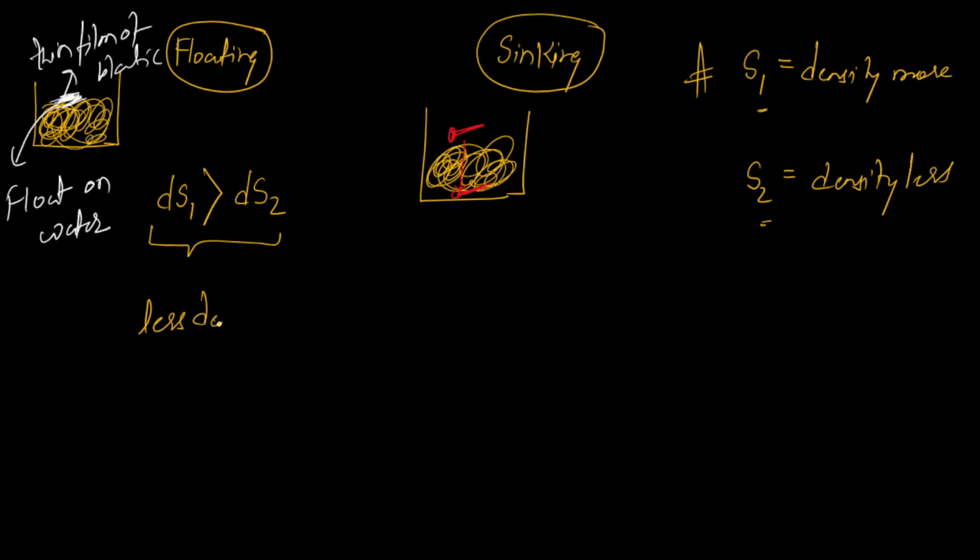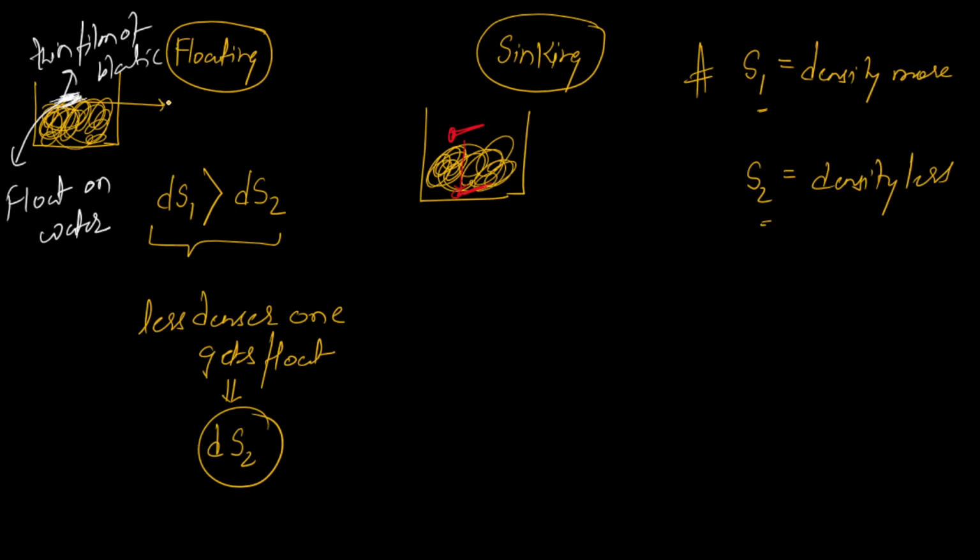The less dense one gets float. That means which one is this? DS2. Just suppose we are saying it is DS2, that is going to float.